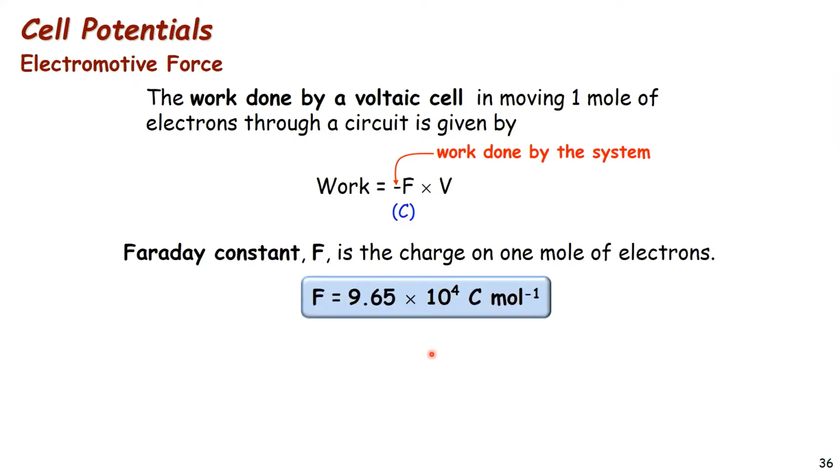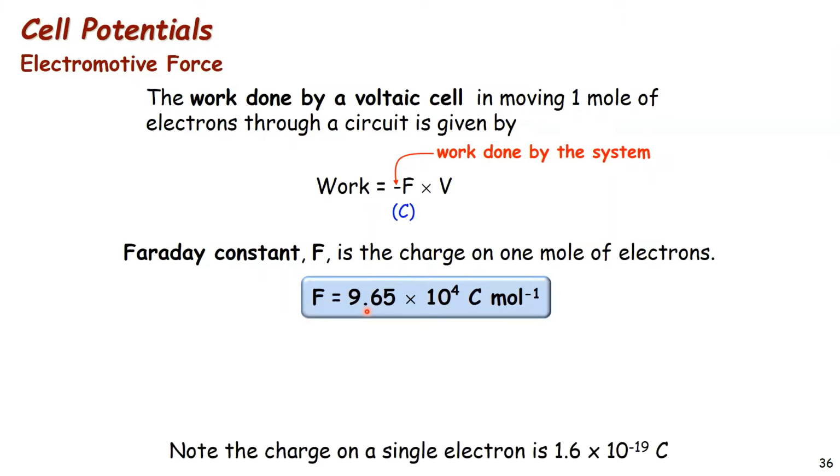The charge on 1 mole of electrons you can find by taking the charge on a single electron, 1.6 times 10 to the negative 19 coulombs, and multiplying it by Avogadro's number, 6.022 times 10 to the 23rd. That gives you this number here, 96,500 coulombs per mole of electrons. That is a lot of charge. Okay, that would fry you in an instant. Okay, note that.